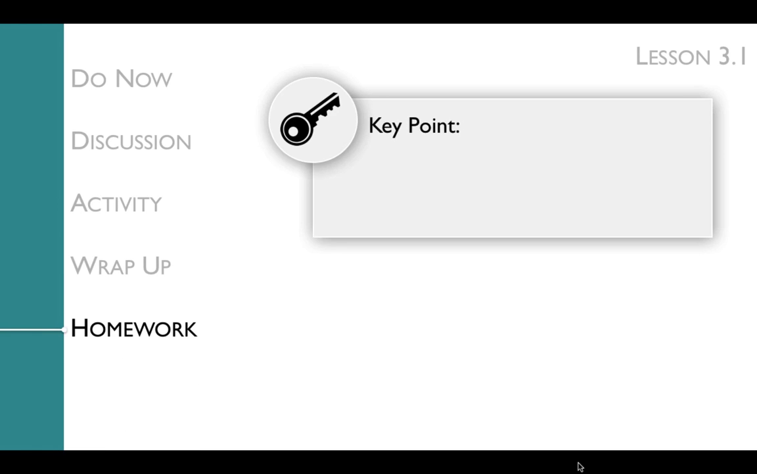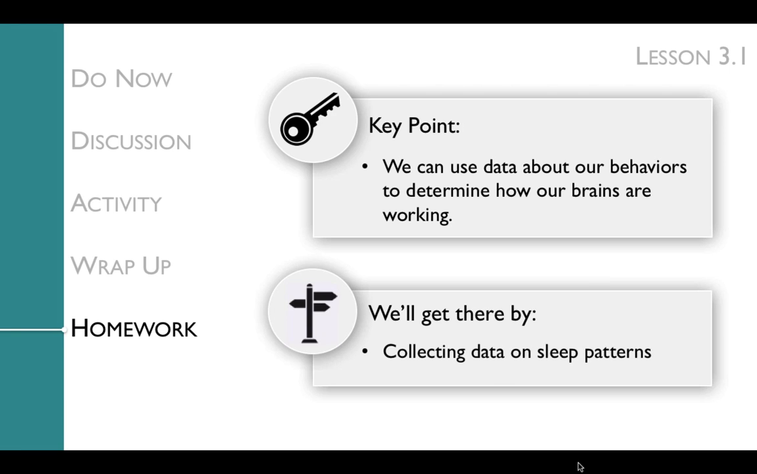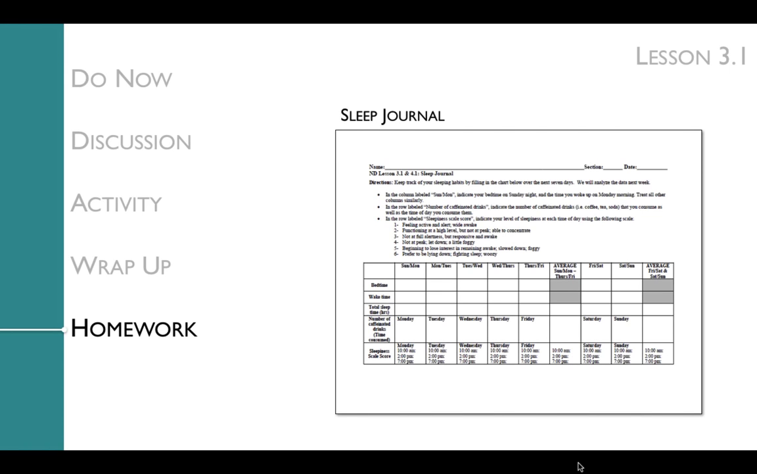The key point of the homework is that we can use data about our behaviors to determine how our brains are working. We'll get to this key point by collecting data on our sleep patterns. For homework, students will complete a sleep journal, recording their bedtime and wake time, caffeine intake, and sleepiness scale score for 1 week. We'll use this data next week in Unit 4 to analyze our sleep-wake cycles and determine if we're getting enough quality sleep. Because we need a week's worth of data to do accurate calculations, it's important to give this assignment now.